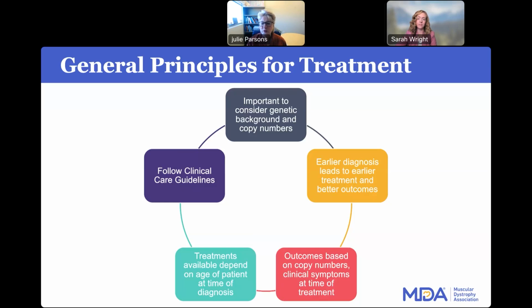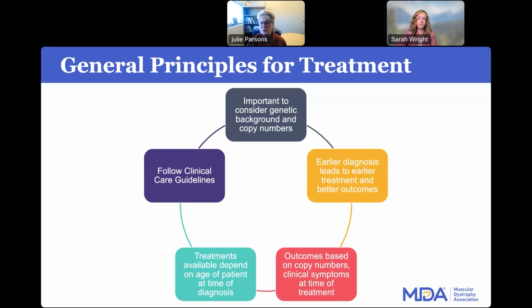The treatments available depend on the age of the patient at the time of diagnosis. So adults cannot be treated with gene therapy at this point. Outcomes are based on the SMN2 copy numbers, clinical symptoms at the time of treatment, and sometimes we could look at electrophysiologic studies like the CMAPs that will help us a little bit with prediction. We know that earlier diagnosis leads to earlier treatment and better outcomes.